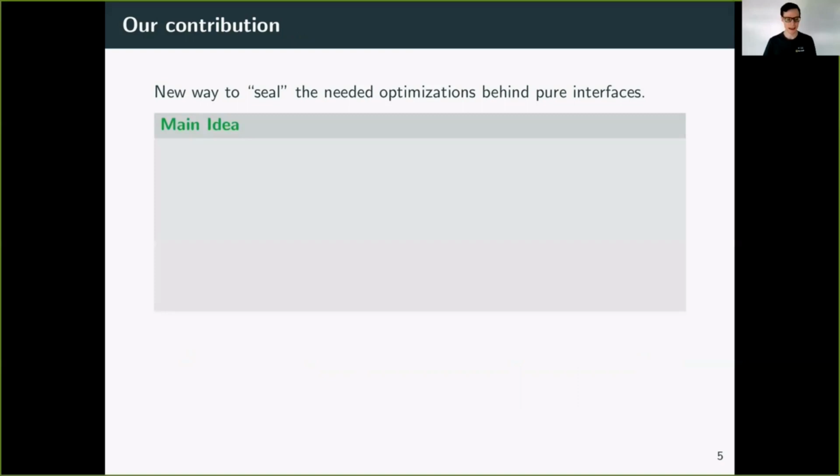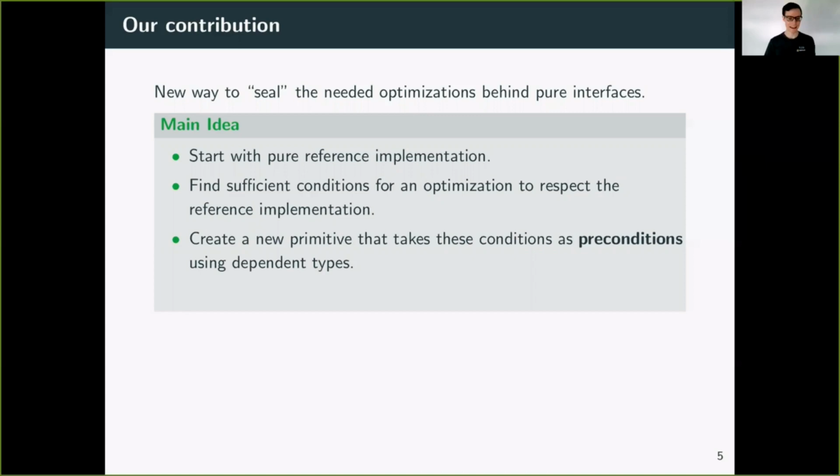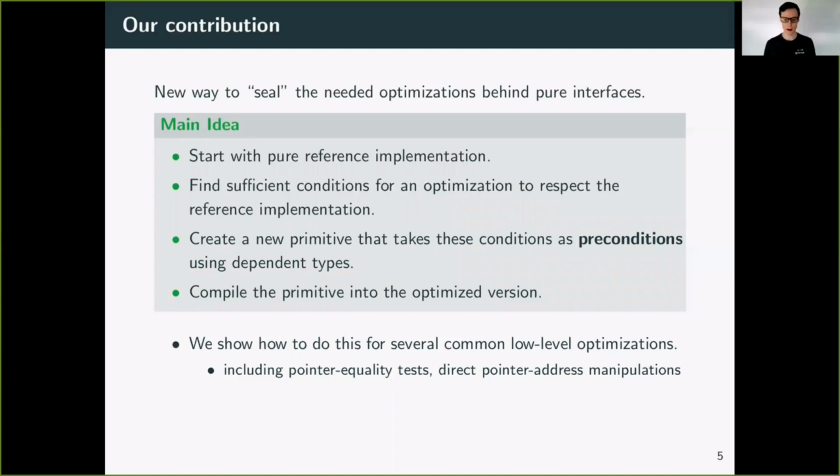And here is the main idea. We start with a pure reference implementation of something that we want to optimize. We find sufficient conditions for a particular optimization to respect the reference implementation. We then create a new primitive that takes these conditions as preconditions using dependent types, and otherwise is given the nominal pure reference implementation. And then we just compile this primitive into the optimized version. And a simple meta-theoretic argument establishes that since the preconditions were proved, the optimization is sound. And we show how to do this for several common low-level optimizations, including pointer equality tests and even direct pointer address manipulations. And we show how to use these new primitives to traverse terms in linear time, which is the problem we set out to solve.